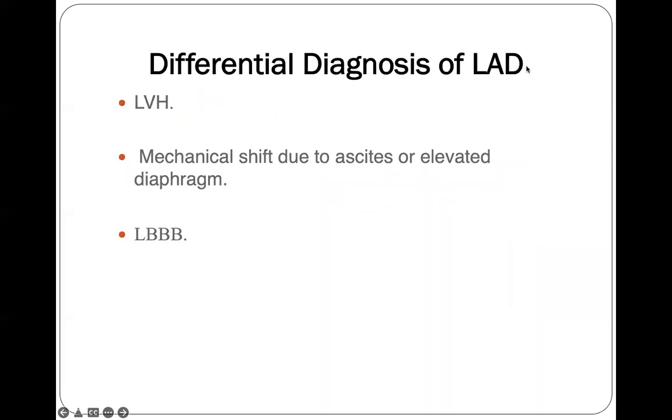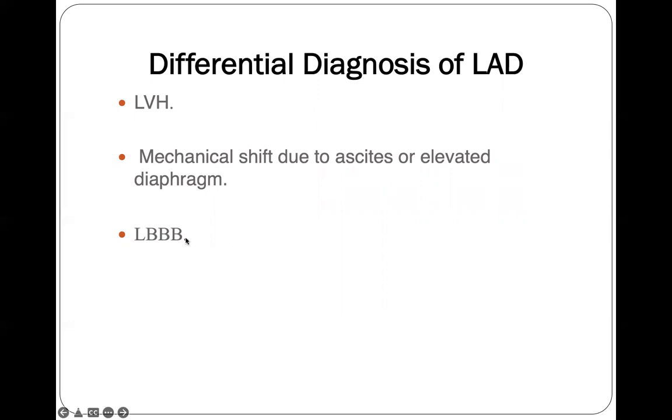The different causes of left axis deviation include left ventricular hypertrophy, mechanical shift due to the presence of ascites or elevated diaphragm as in pregnancy, and also the presence of left bundle branch block. These are the differential diagnoses. To differentiate, you have to do an echocardiography to determine if there is left ventricular hypertrophy or it is a normal chambered heart.